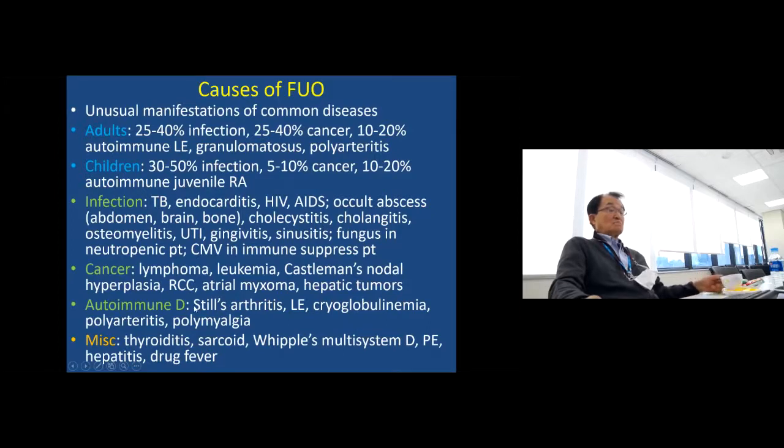Now also autoimmune disease, all kinds of arthritis, lupus, cryoglobulinemia, polyarteritis nodosa, polymyalgia, all kinds of autoimmune disease. Other things you also have to consider: thyroiditis, which is very common, sarcoid in the United States, and Whipple's multi-system disease, pulmonary emboli, hepatitis, and certain drugs can also cause fever. So there are so many causes that make a fever of unknown origin.